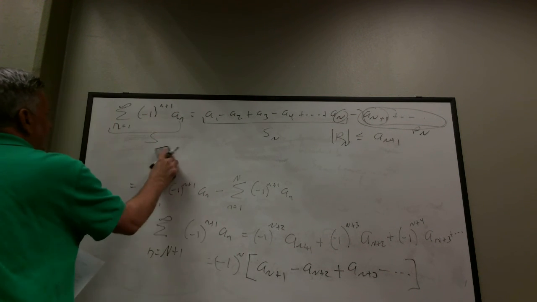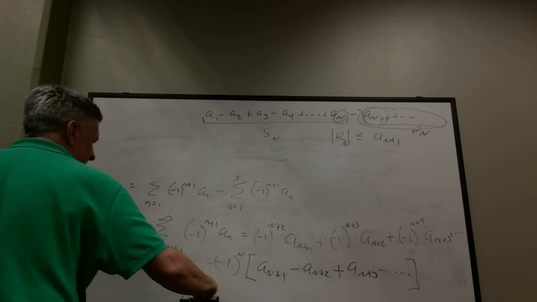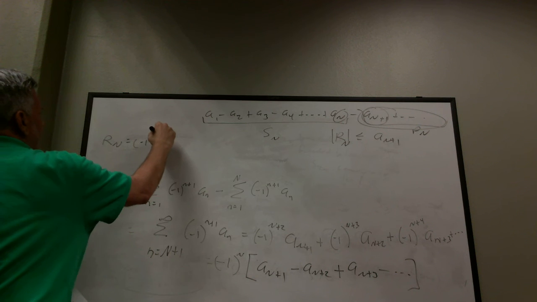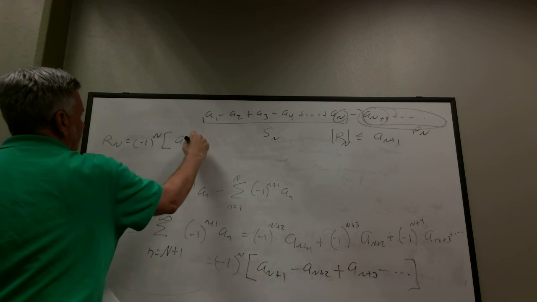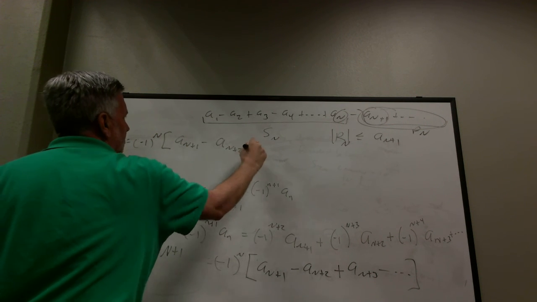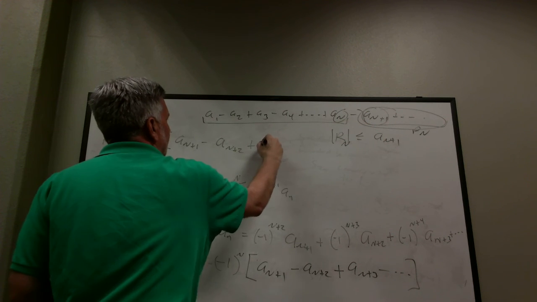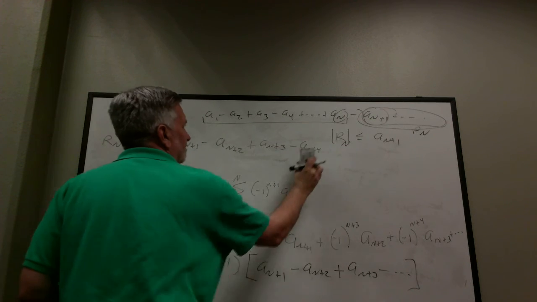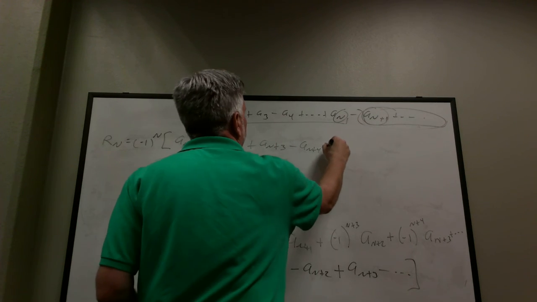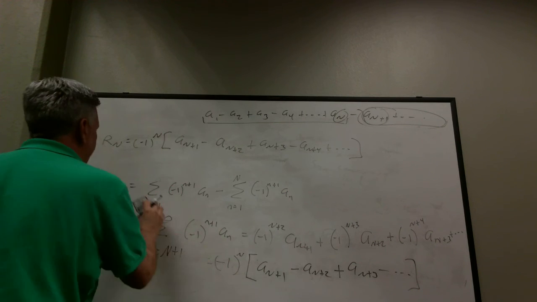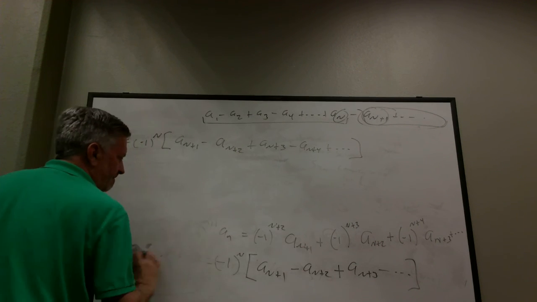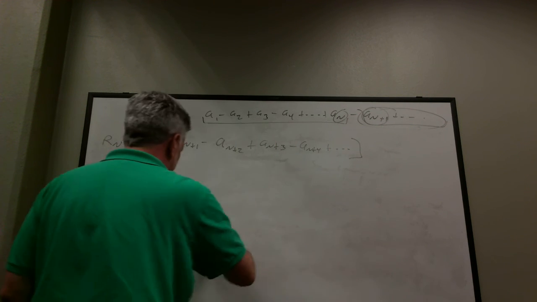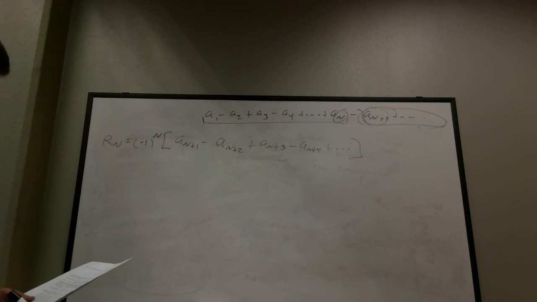All right, let me continue up here. Remember, that was R sub n. So R sub n, where we are now, is negative 1 to the big N times a sub n plus 1 minus a sub n plus 2 plus a sub n plus 3 minus a sub n plus 4, etc., plus dot dot dot. That's where we are. All right, we're almost done. That was way too much work to get there.